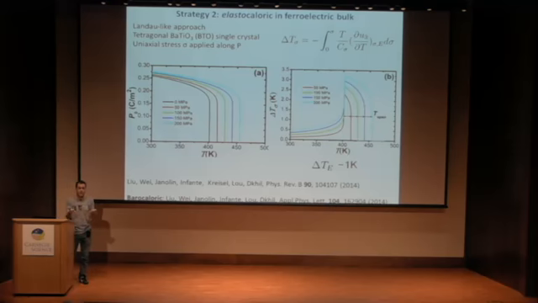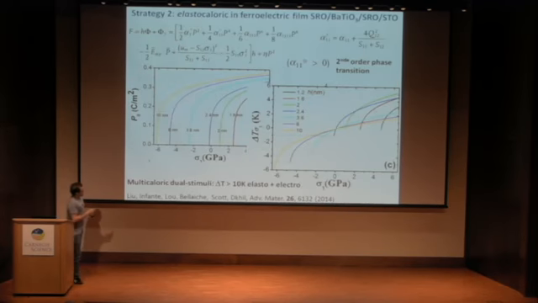So it means that if you combine elasto and electro, you may have much higher delta T in your material. I have to skip some.